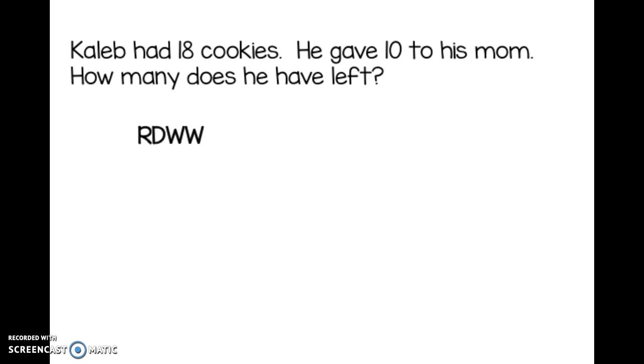R, we're going to read and understand the problem. D, we are going to draw the math way to show our math work. The first W is writing an answer. It could be a number sentence, but not every problem will have a number sentence because you might not always be adding or subtracting. The last W is when you write a sentence answering the question. So let's talk about this problem, and then we'll discuss if we need to do both W's.